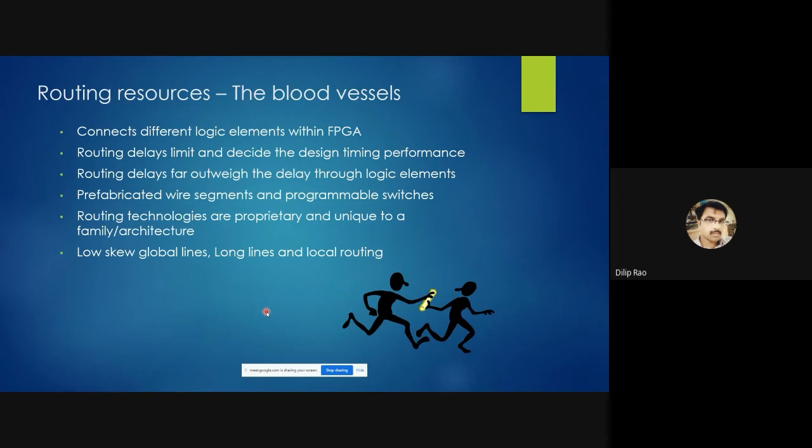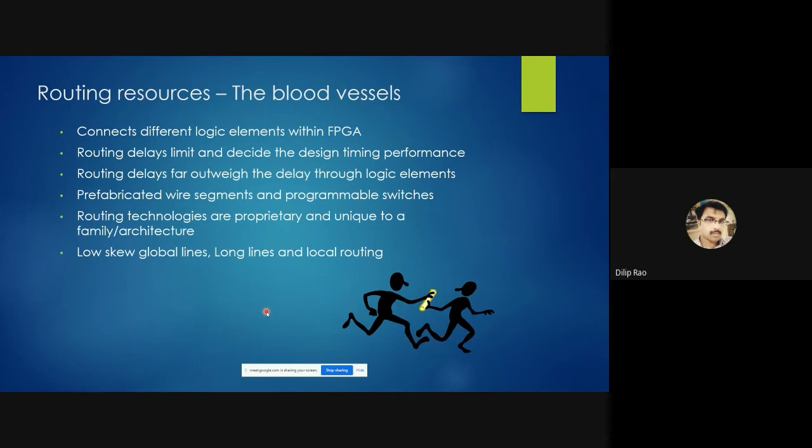So the routing resource, I have told before that I'm trying to compare the fundamental building blocks of the FPGA with our human anatomy. The routing resource, I will compare with blood vessels, because the fundamental function of this routing resource is to transport data by interconnecting CLBs across far-flung corners of the device. What these routing resources do is traverse the length and breadth of the device, and transport data by interconnecting CLBs from one section of the device to another section of the device.